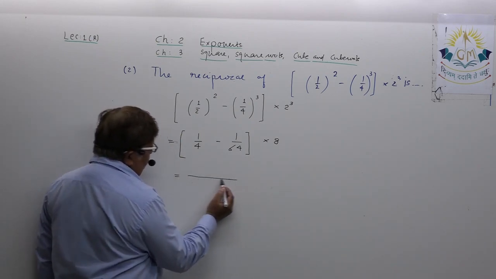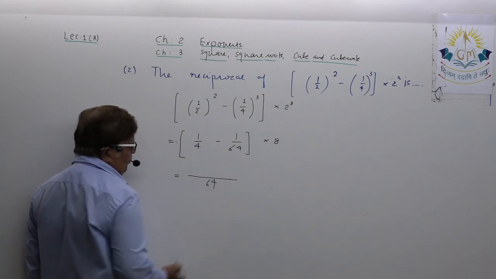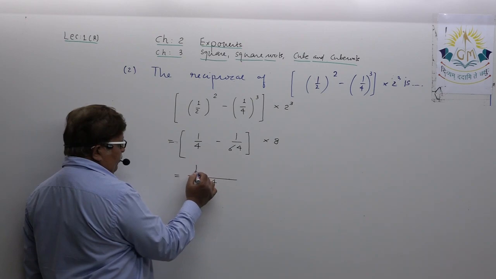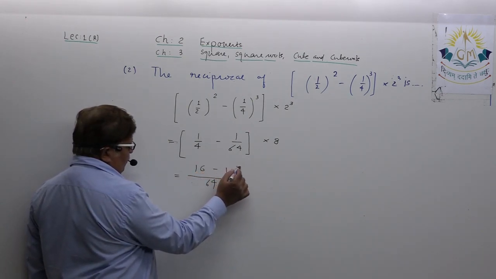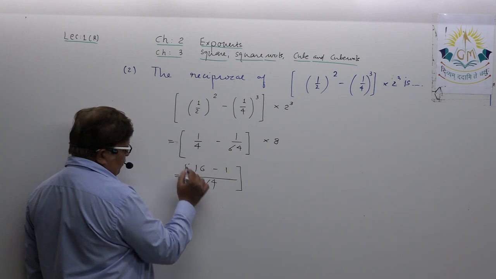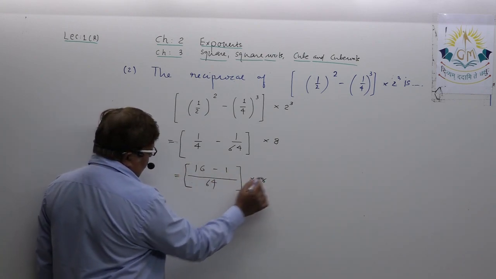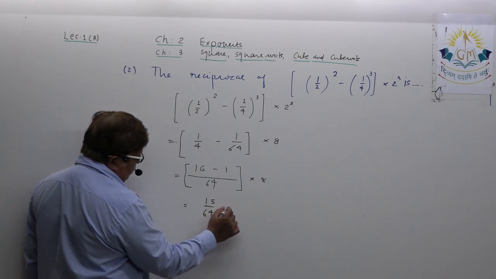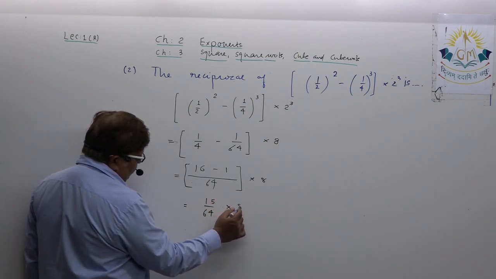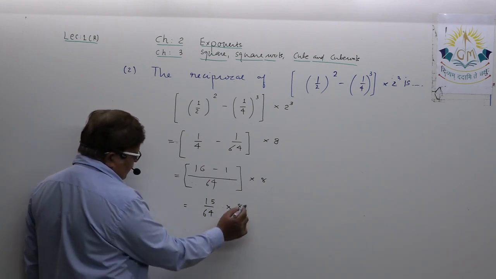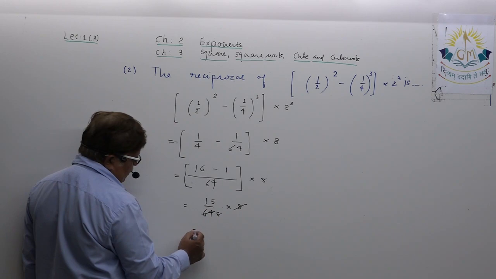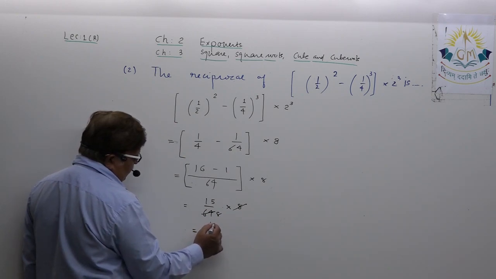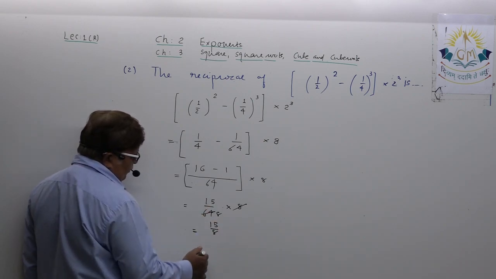64 is the LCM, obviously, for 16 and 64, you know how to take the LCM. Now this is going to be 15. Now there is no need for the bracket. 15 upon 64 into 8. Okay, 8 eights are 64. So the final evaluation turns out to be 15 upon 8, which you reciprocalize.